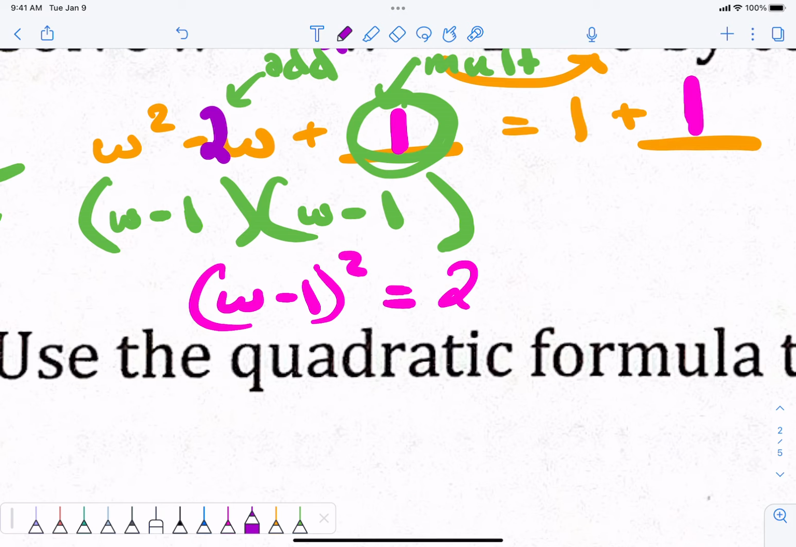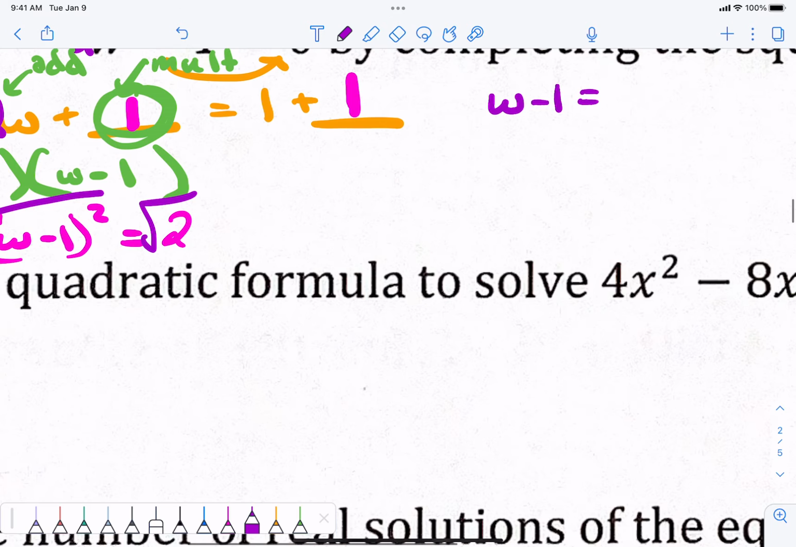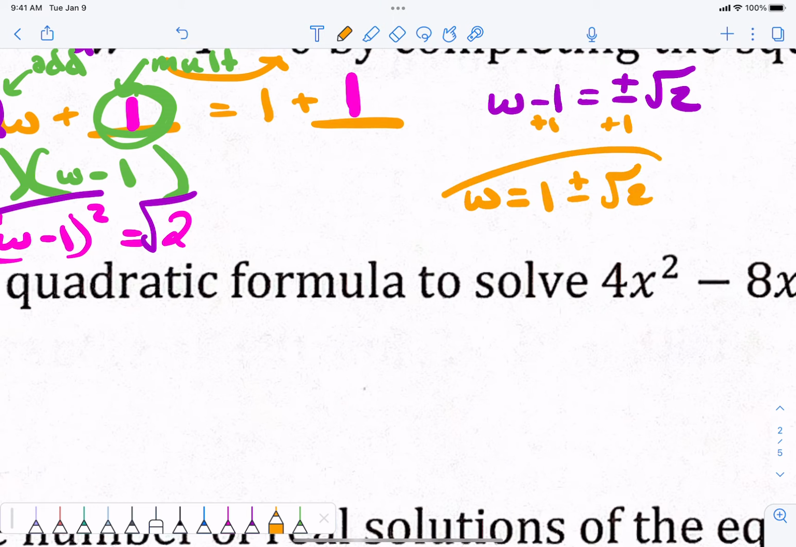So the answer is W minus 1 squared equals 2. And then we keep solving. Now we take the square root. We got to get W by itself. So if you take the square root of that, what happens? W minus 1 equals plus or minus the square root of 2. Okay, last thing, add 1 over. So W equals 1 plus or minus the square root of 2. Beautiful. 1 plus or minus square root of 2.